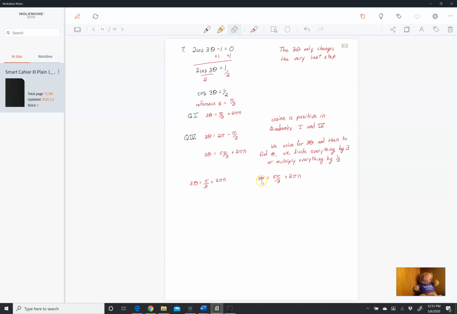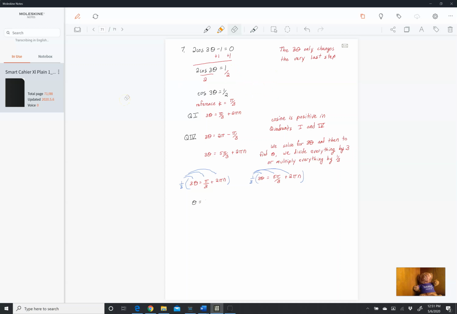So our last step is to cancel out the 3. Our last step is going to be multiplying everything by 1/3 to get rid of that 3. So it gets distributed to everything. It's the same thing as dividing by 3. It just might make the division by 3 for the 5 pi over 3 and pi over 3 a little bit clearer. Okay, so what's our final answer?